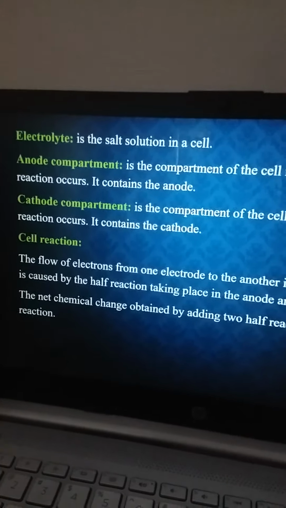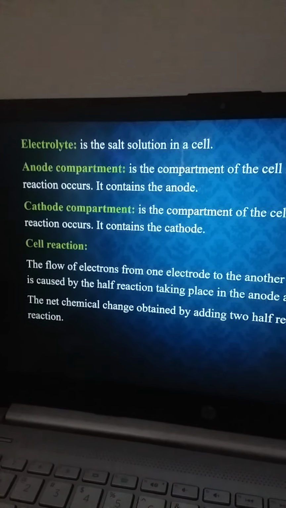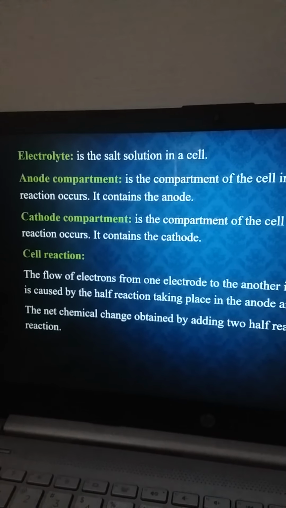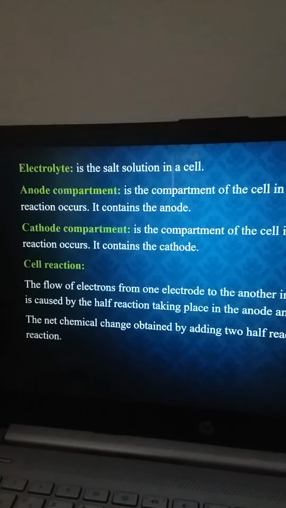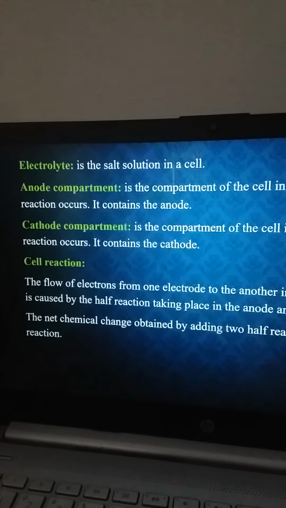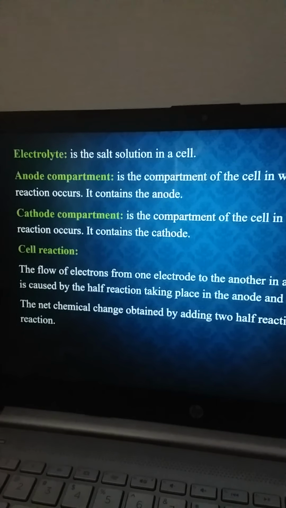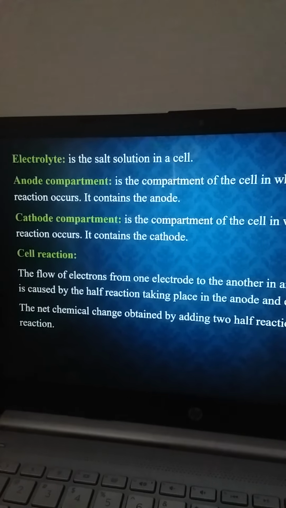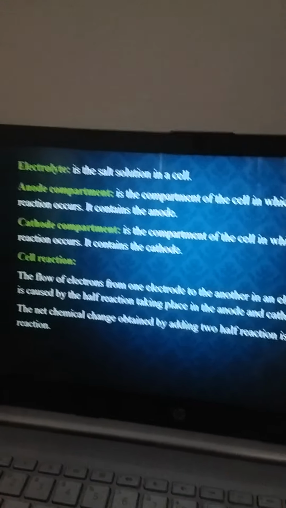Next we will learn the definition of electrolyte. An electrolyte is the salt solution in a cell. They have a specific property. What is the specific property of electrolytes? They are able to conduct electricity when they are in molten form or dissolved in a solution.